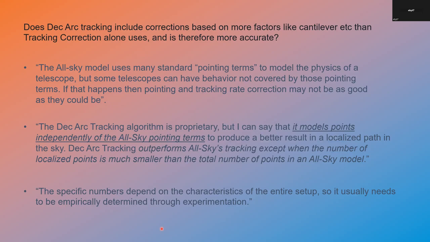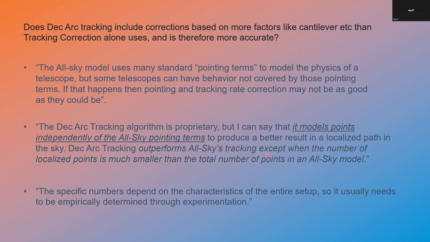And his answer is, well, the all-sky model uses many standard pointing terms, and I think those are the list of 9 things that we saw there on the earlier slide to model the physics of the telescope, the vectors. But some telescopes can have behavior not covered by those terms. I'm not quite sure what that is all about. But anyway, whatever unique or strange things happen with some individual telescope might not be covered by those standard terms. So if that happens, pointing and correction rate may not be as good as they could be. So the DEC Arc tracking algorithm, proprietary, but I can say that it models points independently of the all-sky pointing terms to produce a better result.